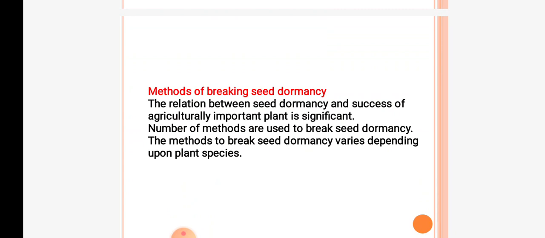Then we will study the methods of breaking seed dormancy. The relation between seed dormancy and the success of agriculturally important plants is significant. A number of methods are used to break seed dormancy. The methods to break seed dormancy vary depending upon the species. In different types of plants, different methods are used.